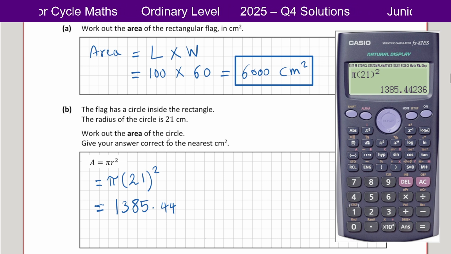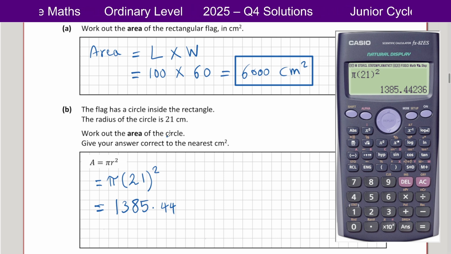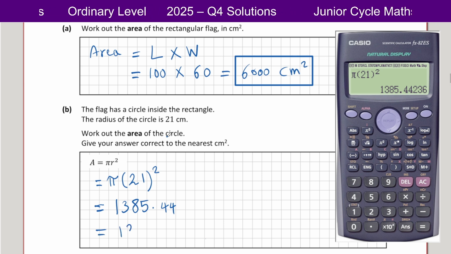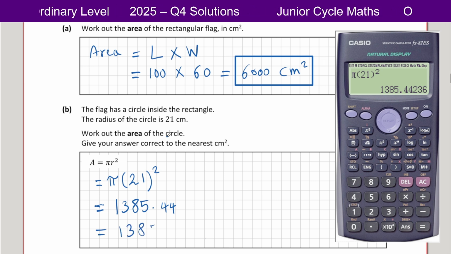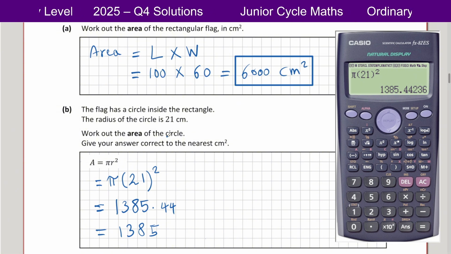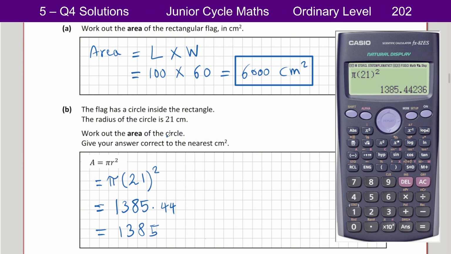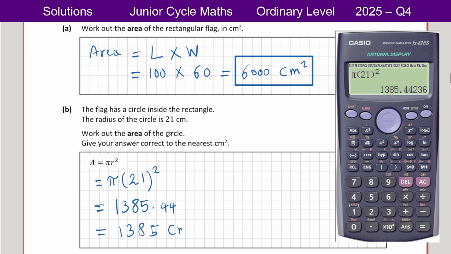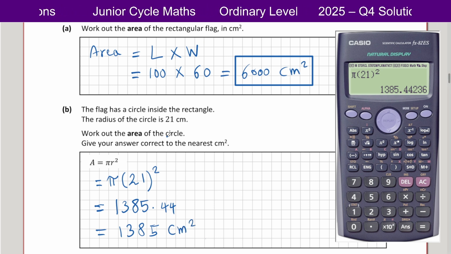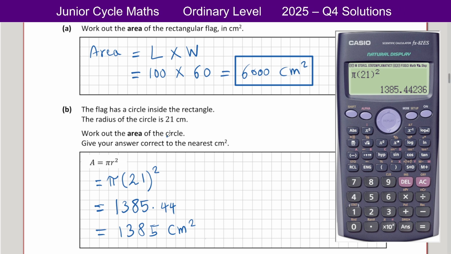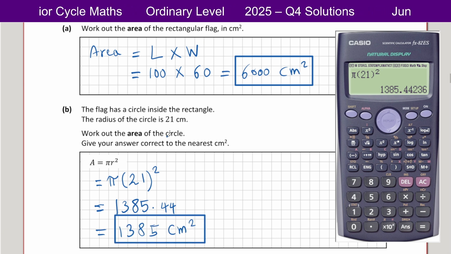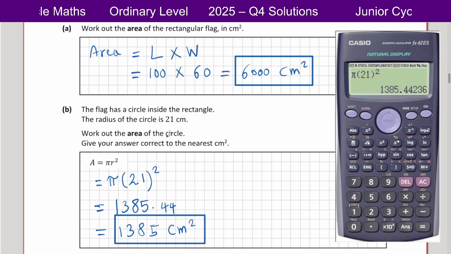Okay, and the answer should be like that: 1, 3, 8, 5, just like this. And then we write down the units, which is centimeters squared. Okay, and that's the correct answer for the second part.